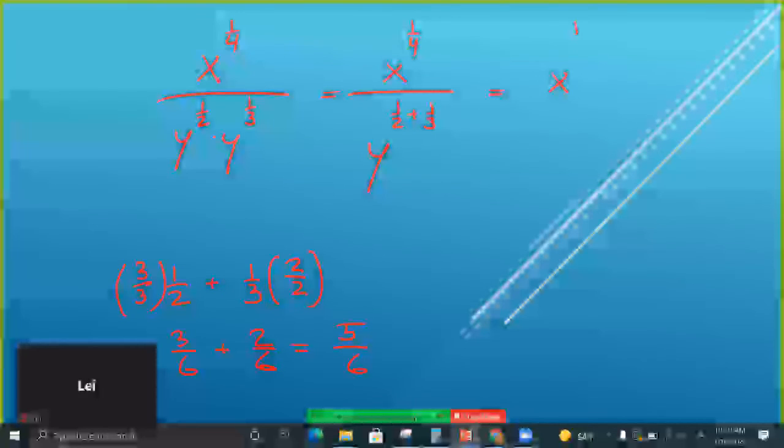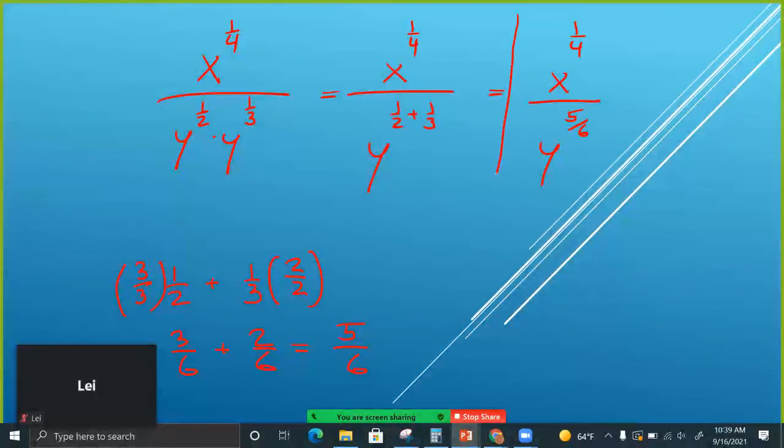So what's our final answer here? X to the 1/4 over y to the 5/6. Okay, they're not the same bases, x and y, so we can't combine them. So we're done. So that's the answer? Yep, you got it. Questions, comments, concerns?